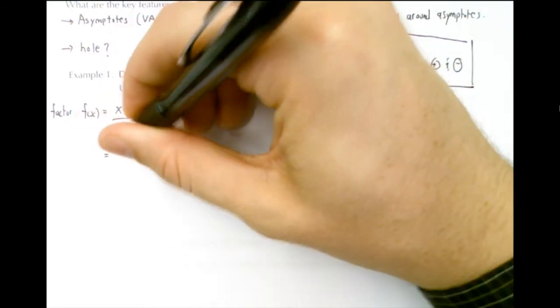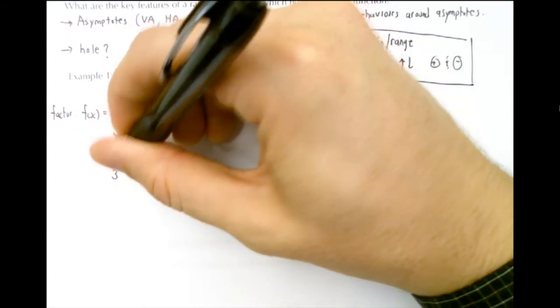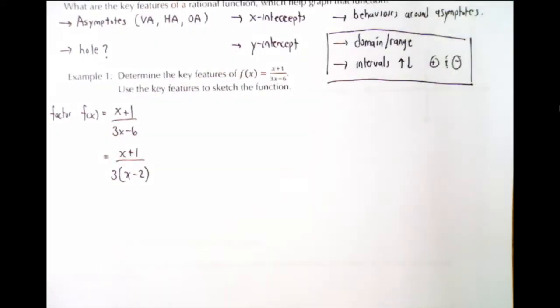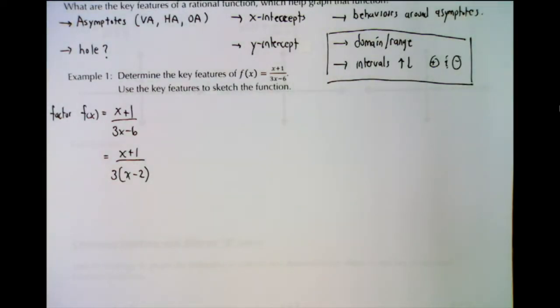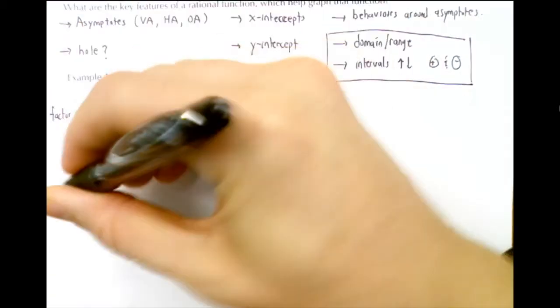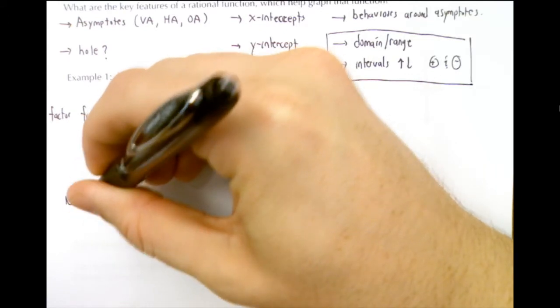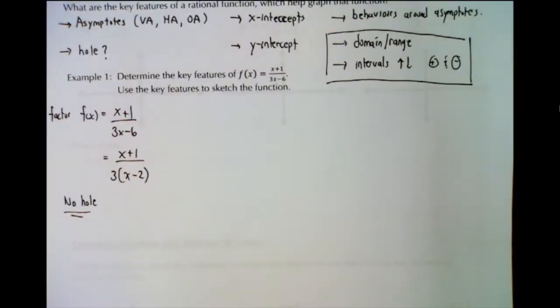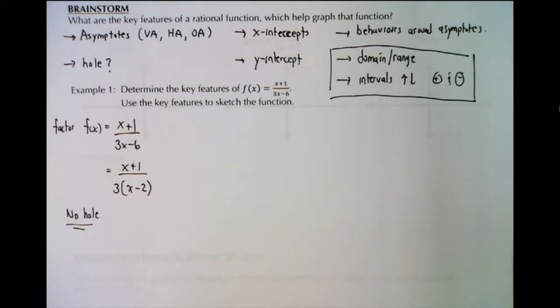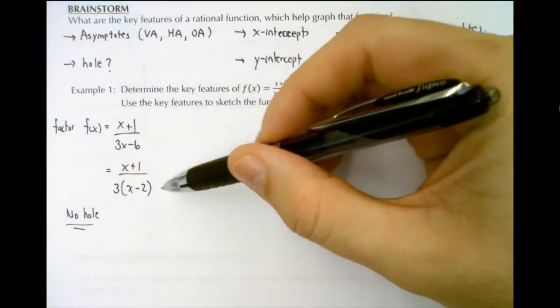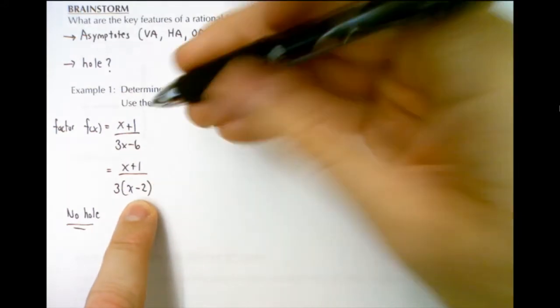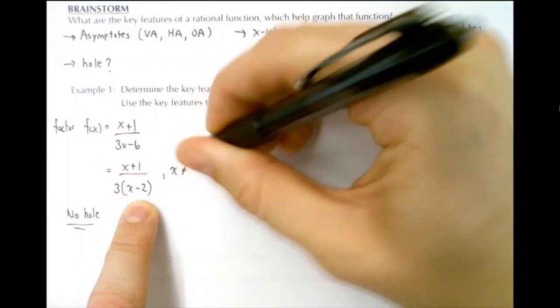Factoring f of x, that's x plus 1 over 3x minus 6. If we factor the bottom by pulling out that common factor of 3, we're left with x minus 2. If we had a common factor on top and bottom, we'd have a hole. We don't in this case, so we don't have a hole. That's something that we can tell right off the bat. No hole. So since we don't have a hole, what we do have then is a restriction on the denominator. Our restriction is that x cannot equal 2.